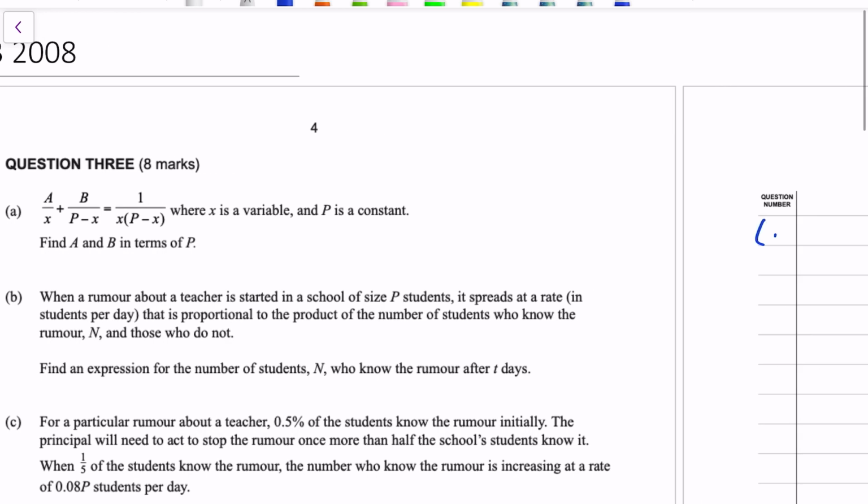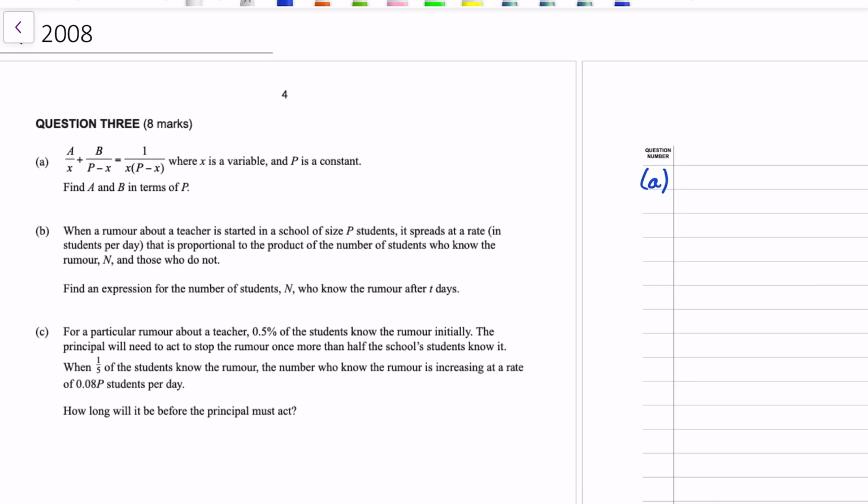Question A. We've got two fractions added together and we need to show that it equals the right hand side, and P is a constant. Find A and B in terms of P. Okay, so typical partial fractions question.